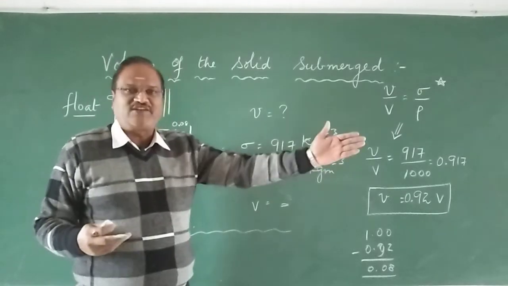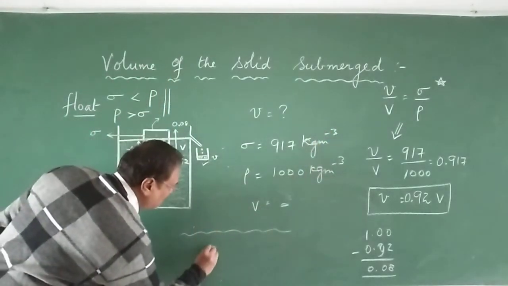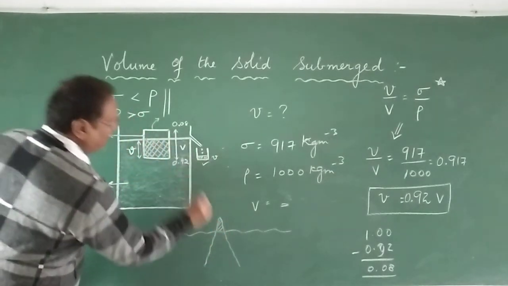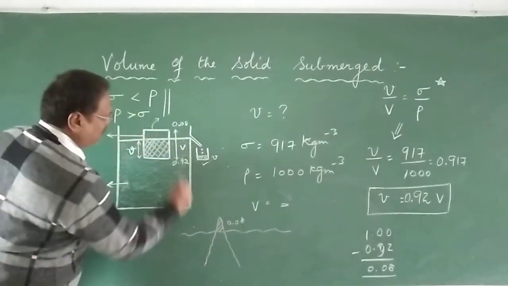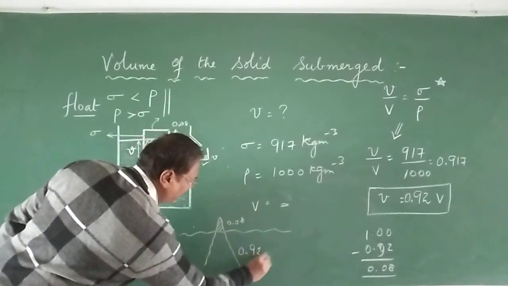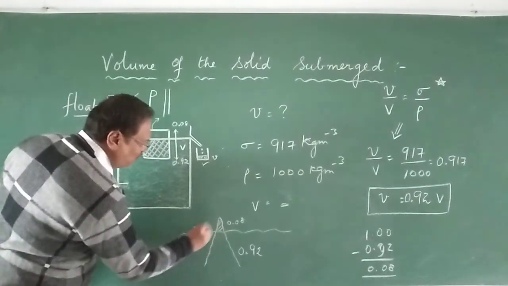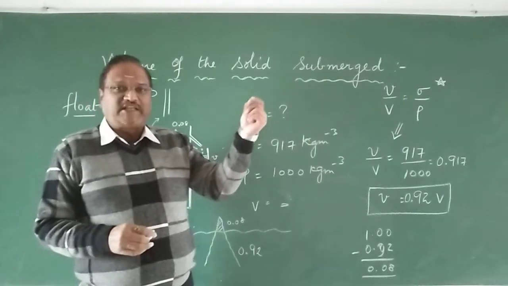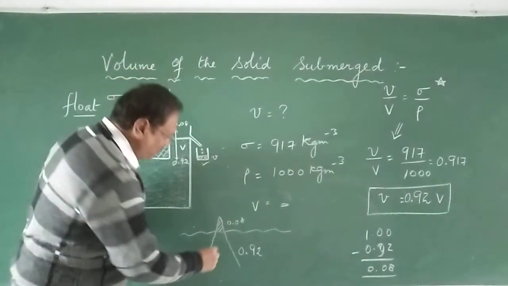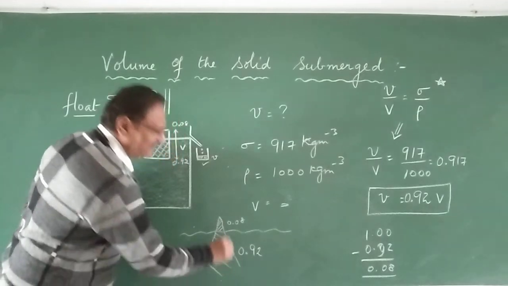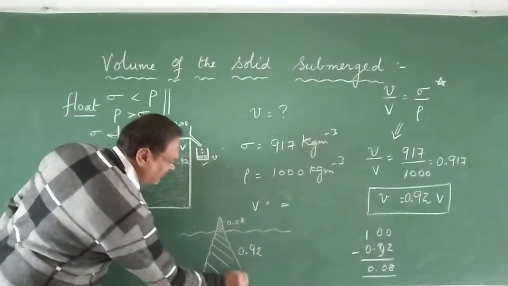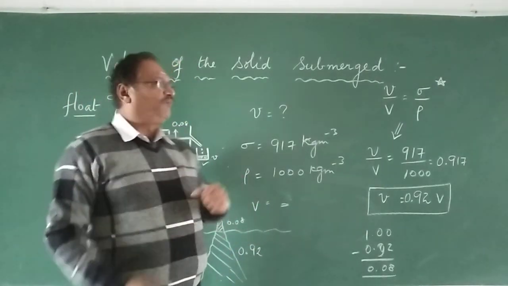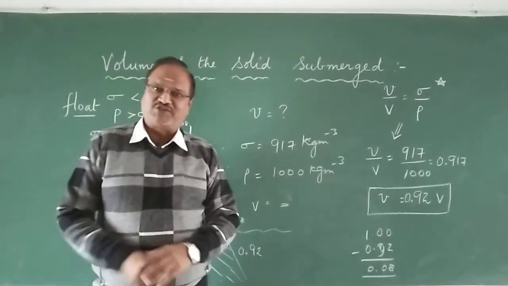So they went and hit against the tip of the iceberg. That is why we say a big problem is there. The tip of the iceberg is only 0.08 and the submerged part is a very large quantity, 0.92. So whenever there is a big problem, we say this problem is only the tip of the iceberg. That means so much is lying down which has to be taken care of, and that is very important. This way, using the law of flotation, we will be able to find out the volume of the solid submerged in a liquid.